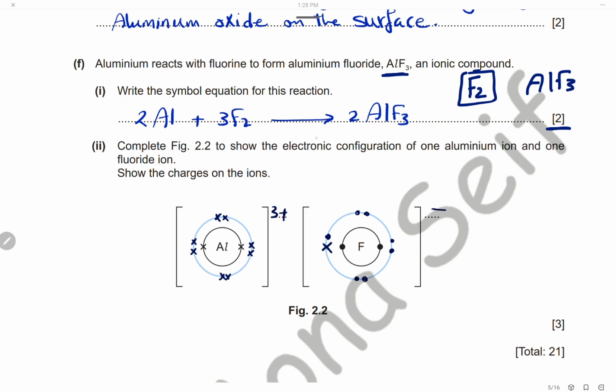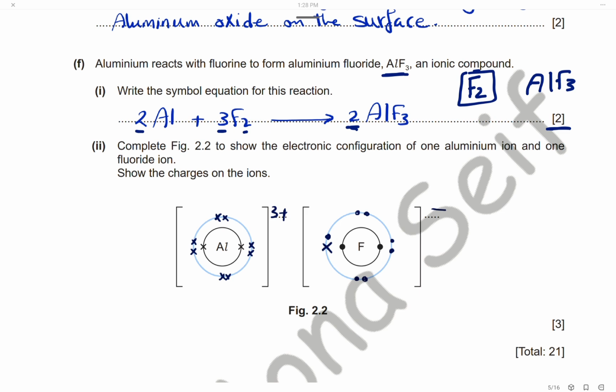Then we have to balance by adding 2 in front of aluminium fluoride to balance the F2. Then we will have 6 F, so we will have 3 in front of fluorine, then add another 2 in front of aluminium to balance the equation.